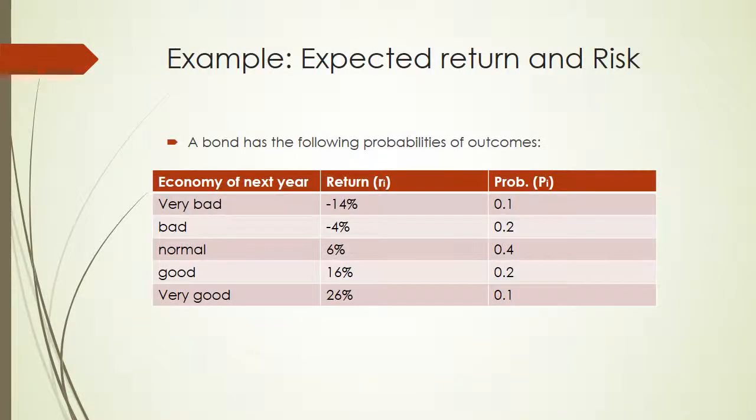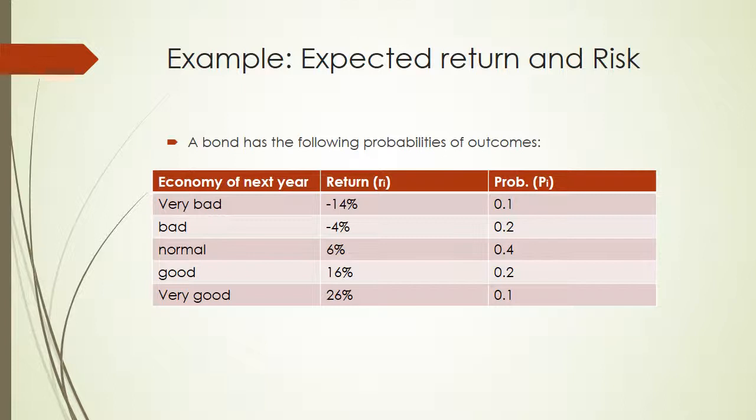To understand what expected return and risk are, first we're looking at an example. Let's say we have a bond with the following probability of outcomes. When the economy is very good next year, the return is 26% and the probability is 0.1, about 10%. And when the economy is good, the return will be 16%.